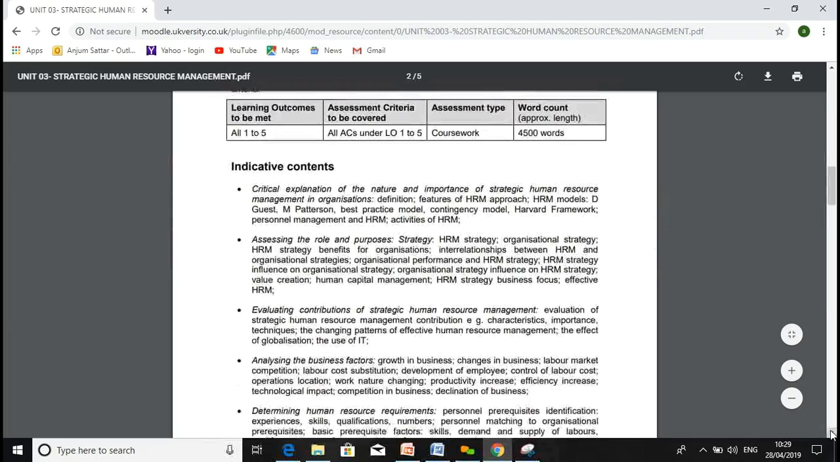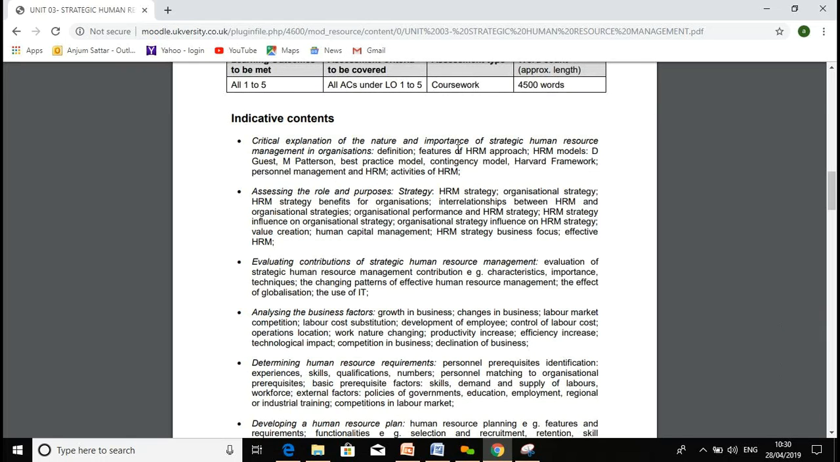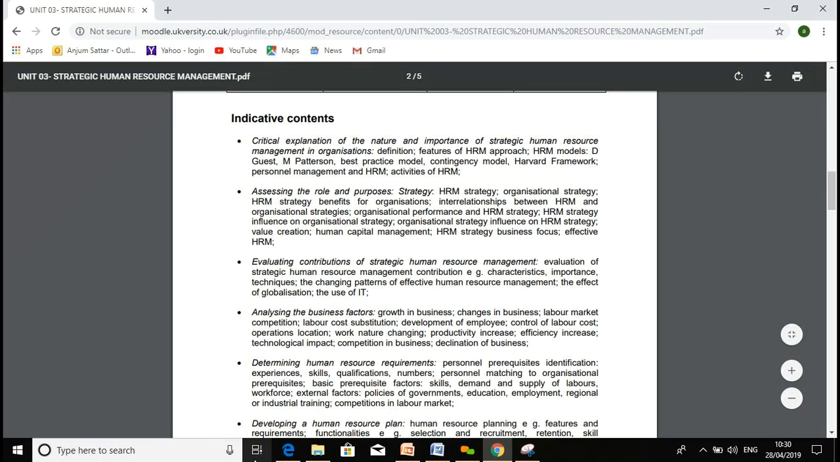So our indicative content, what we're supposed to learn: the learning outcomes to be addressed during our lesson. Critically, the nature and importance of strategic human resource management, which we discussed during our first lesson. Today we'll discuss human resource strategies a bit, and we'll go through human resource planning. Our key focus today is human resource planning.